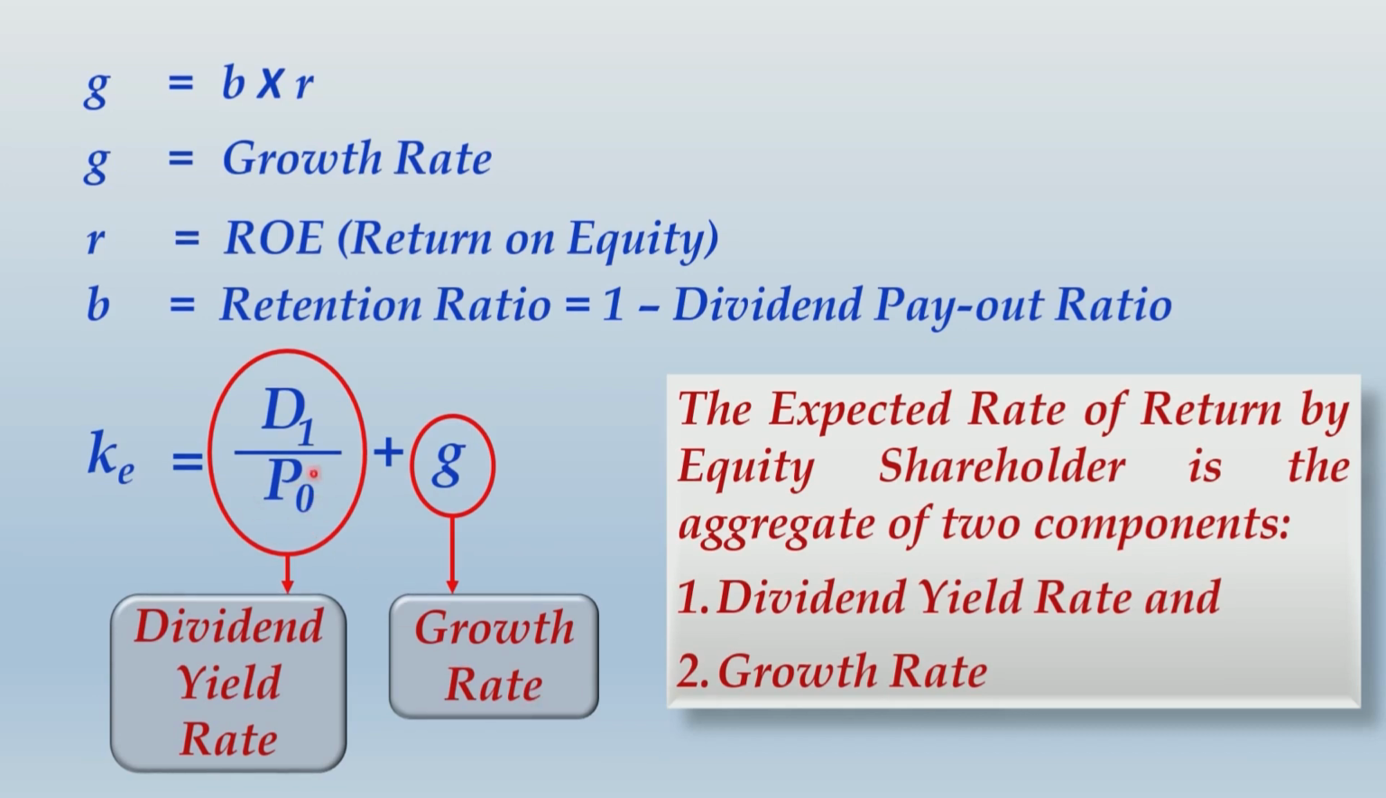If you are investing at P0 price and expecting a dividend of D1 after 1 year, this is the part of rate of return which is indicated as dividend yield rate. That means this much you are earning by way of dividend and this much you are earning by way of growth in the share price. Your overall earnings is the aggregate of these two components.